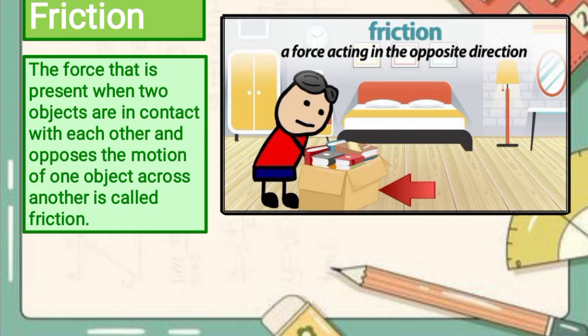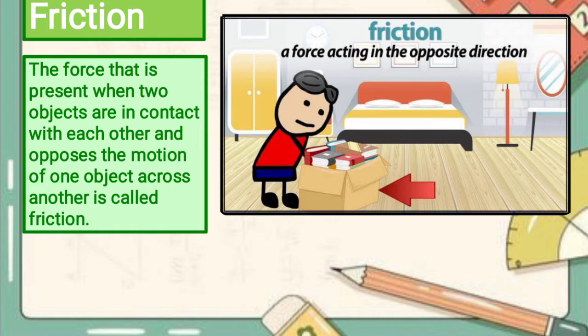Suppose when a bottle top is pushed across a table, it stops after moving a certain distance. It stops because of friction, and the force that is present when two objects are in contact with each other and opposes the motion of one object across another is called friction. So, as a result, the moving object either slows down or stops moving.